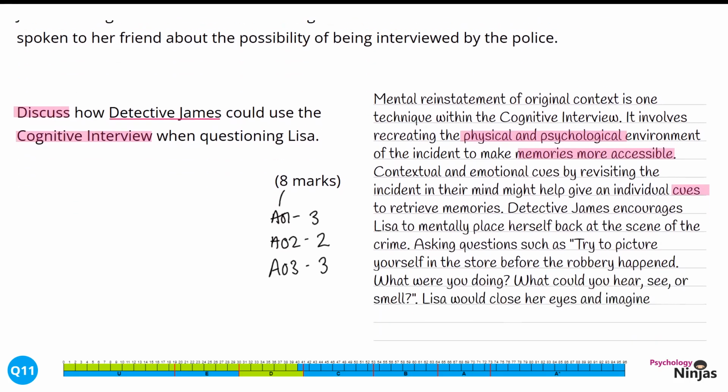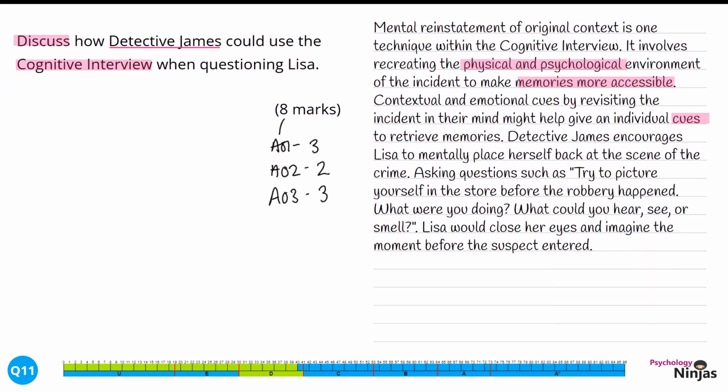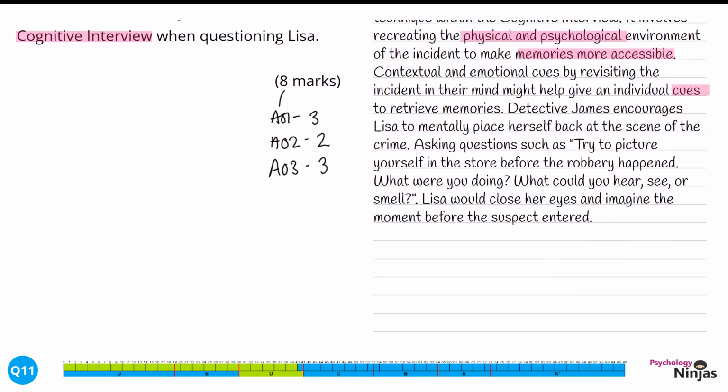Detective James encourages Lisa to mentally place herself back in the scene of the crime. Asking questions such as, "Try to picture yourself in the store before the robbery happened. What were you doing? What could you hear, see or smell?" Lisa could close her eyes and imagine the moment before the suspect entered.